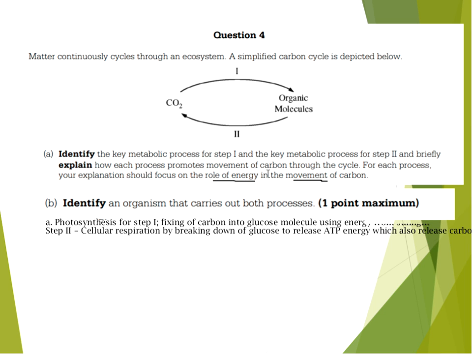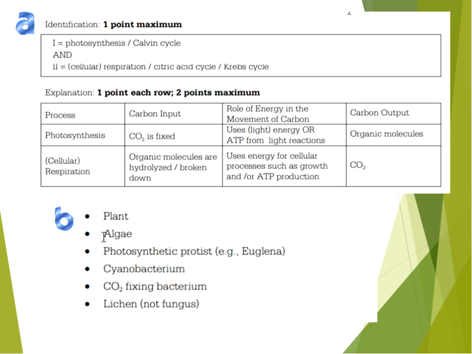And then for B, we need to identify an organism that carries out both processes. So what would be an organism that does both photosynthesis and cellular respiration? Plant. Okay, or you could even be more specific and put an oak tree. Again, you want to use complete sentences here. So let's just see, based on the rubric, how well this was.